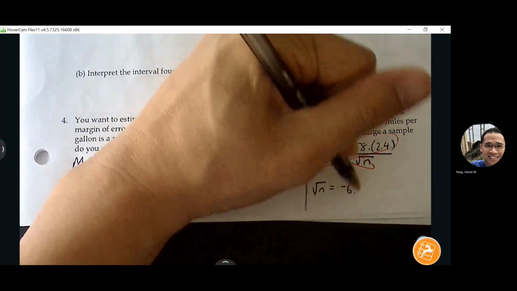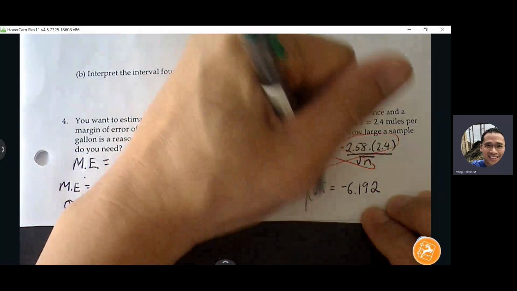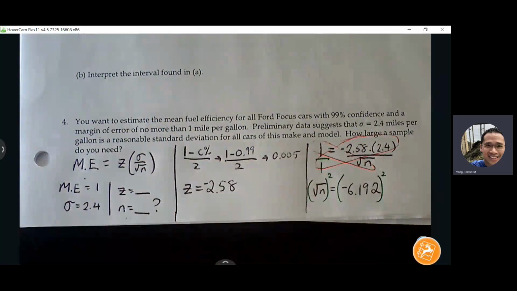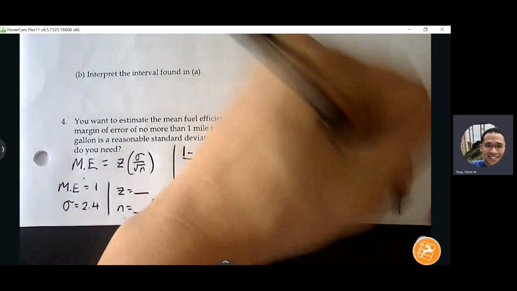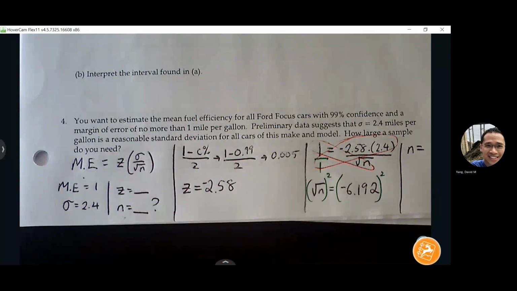Negative 6.192. Right, what can I do to both sides to get n by itself? Square, not square root, but square, okay. So I want to undo that square root, so I'm going to square both sides. What's going to happen with that negative? It becomes positive, right? So n equals 38.34.